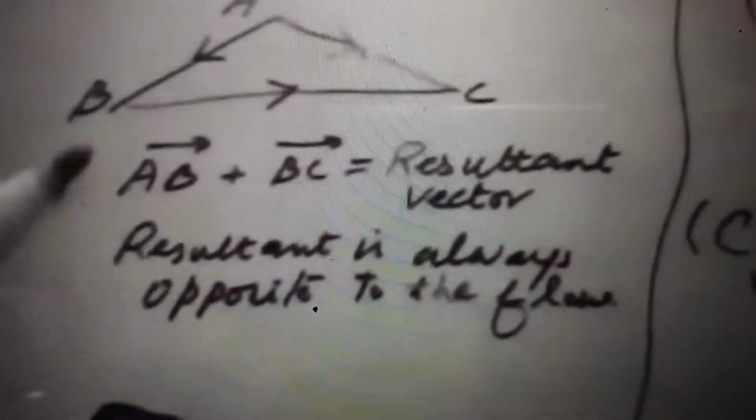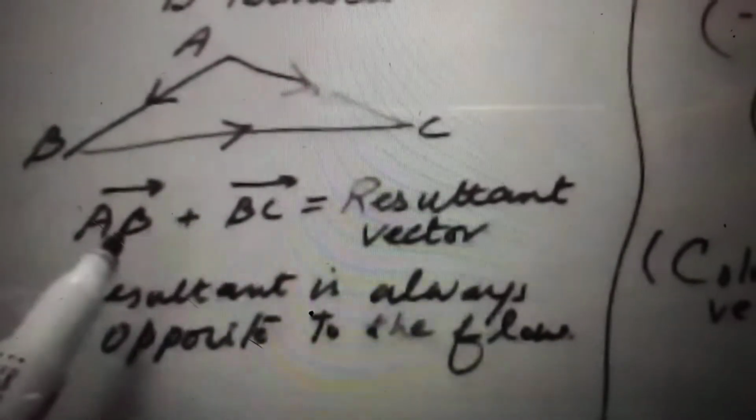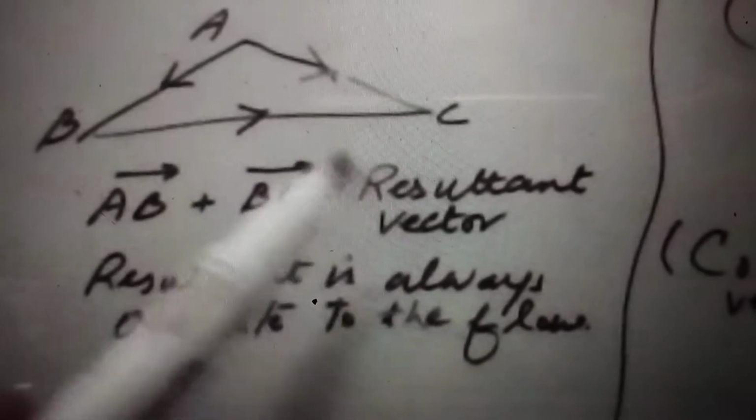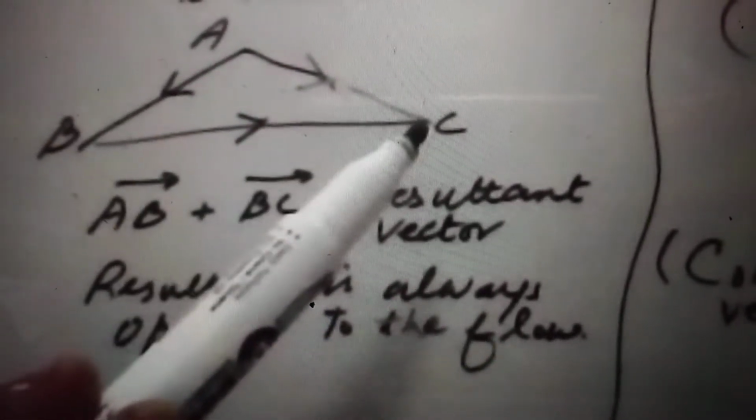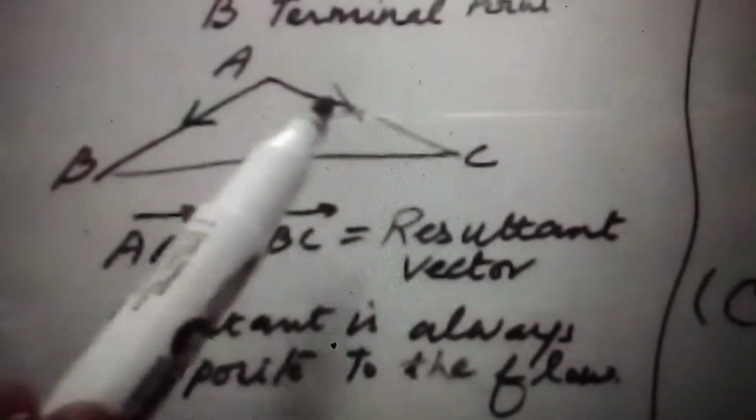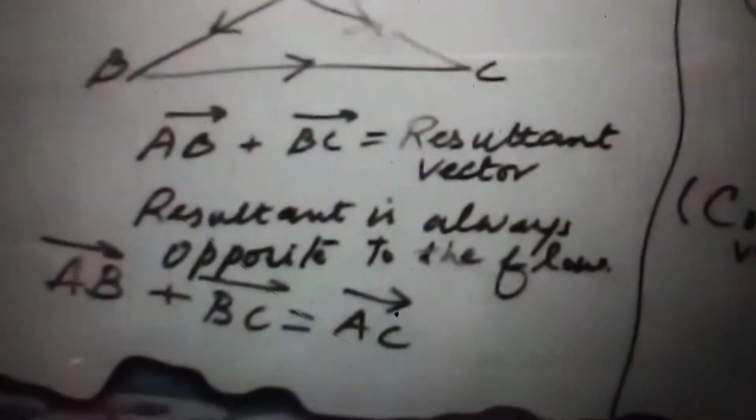So I can write now, when vectors AB and BC are added, the answer is vector AC. We are not going to write CA, but we are going to write vector AC. So vector AB plus vector BC is equal to vector AC, and AC will be your resultant vector.